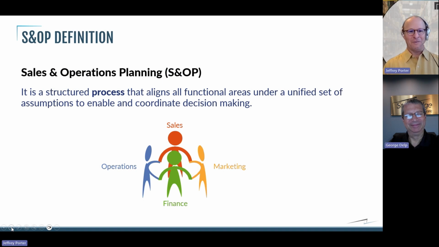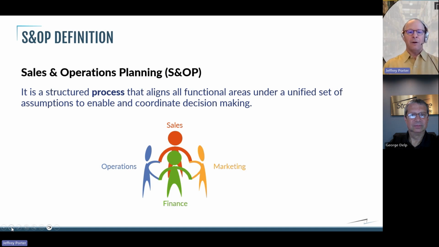Here are the cliff notes. So, what is sales and operations planning? Well, it's really a structured process that aligns all functional areas under a unified set of assumptions to enable and coordinate decision making. So, sales is at the table, marketing is at the table, finance is at the table, and operations is at the table.